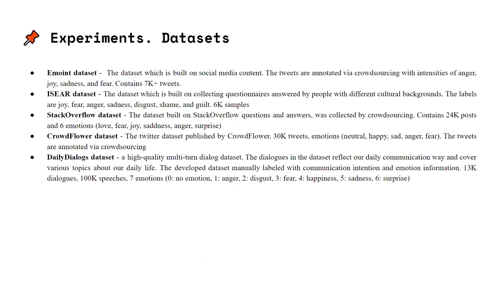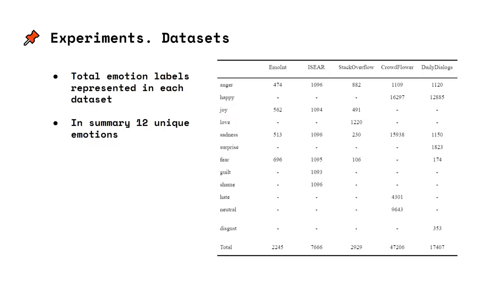So for experiments, we collected a few datasets. It is five datasets that are different, contain different information, and contain different labels. In summary, there were 12 unique emotion labels and more than 100 samples. So as you can see, these datasets are different in the sizes, the represented emotions, and the balance of classes.